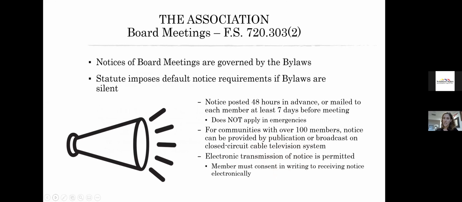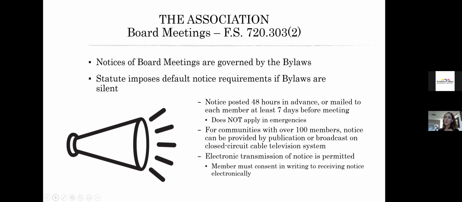Notices of the board meetings are governed by the bylaws. The statutes do impose default notice requirements if the bylaws are silent. Notice should be posted at least 2 days in advance in a conspicuous place, or it may be mailed to your members at least 7 days before the meeting. Keep in mind that requirement does not apply in emergencies.